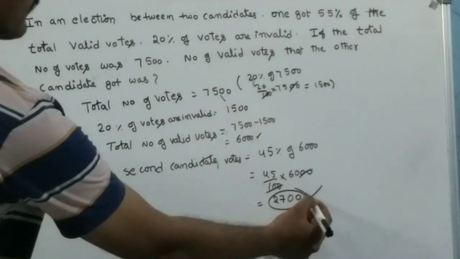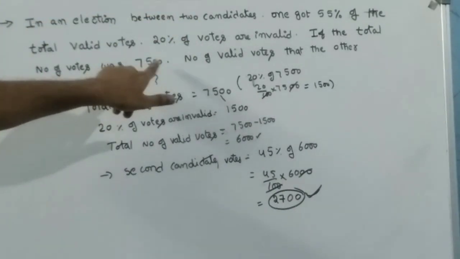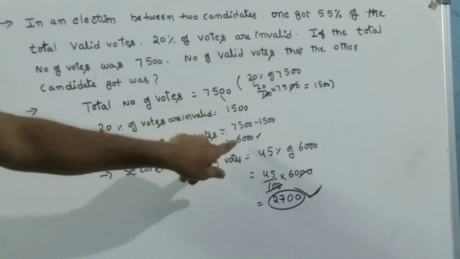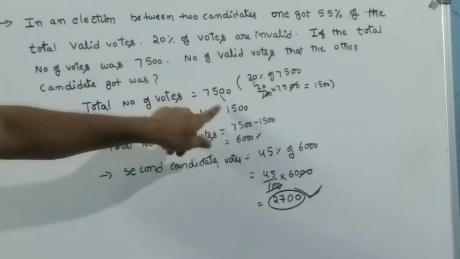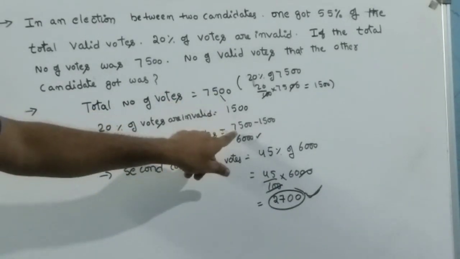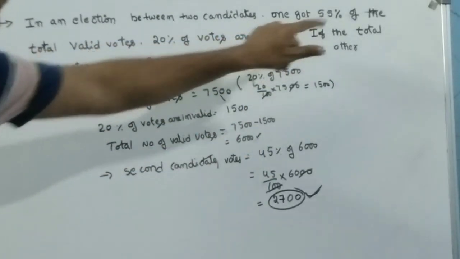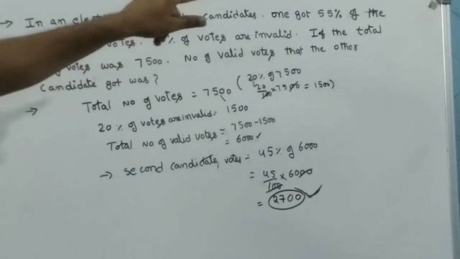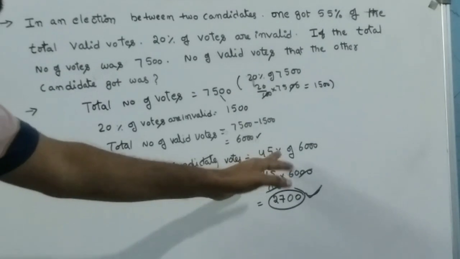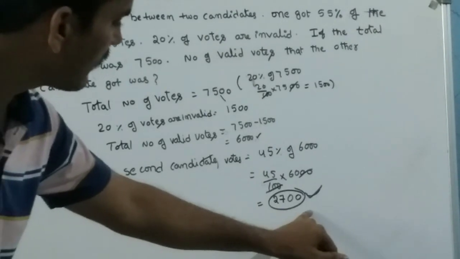This is the answer. First we have to understand the question, what he has given. He has given total 7,500 votes. Out of 7,500, 20% of the votes are invalid. The 20% of 7,500 is 1,500. Total number of valid votes are 7,500 minus invalid votes, that is 6,000. First person got 55% of the total valid votes. That means the second candidate got 45% of the total valid votes. We have to find out the 45% of the valid votes. This is the answer.